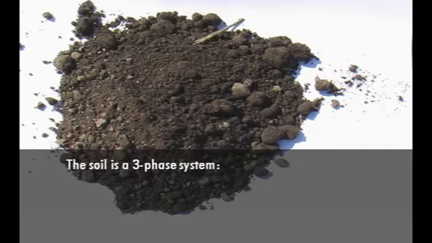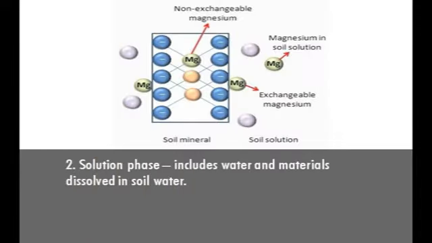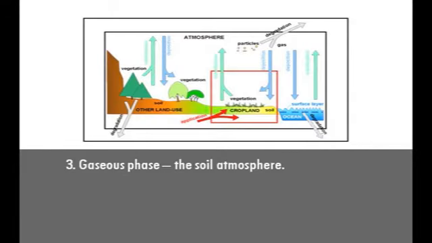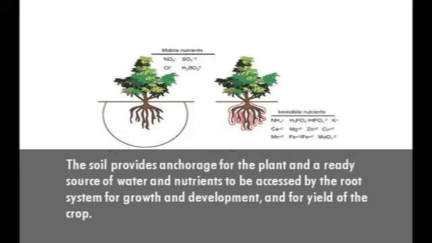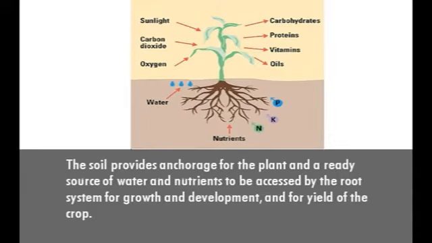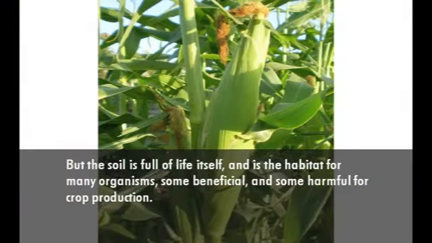The soil is a 3-phase system: solid phase, minerals and organic solids in the soil; solution phase, which includes water and materials dissolved in soil water; and gaseous phase, the soil atmosphere. The soil provides anchorage for the plant and a ready source of water and nutrients to be accessed by the root system for growth and development and for yield of the crop. But the soil is full of life itself and is the habitat for many organisms, some beneficial and some harmful for crop production.